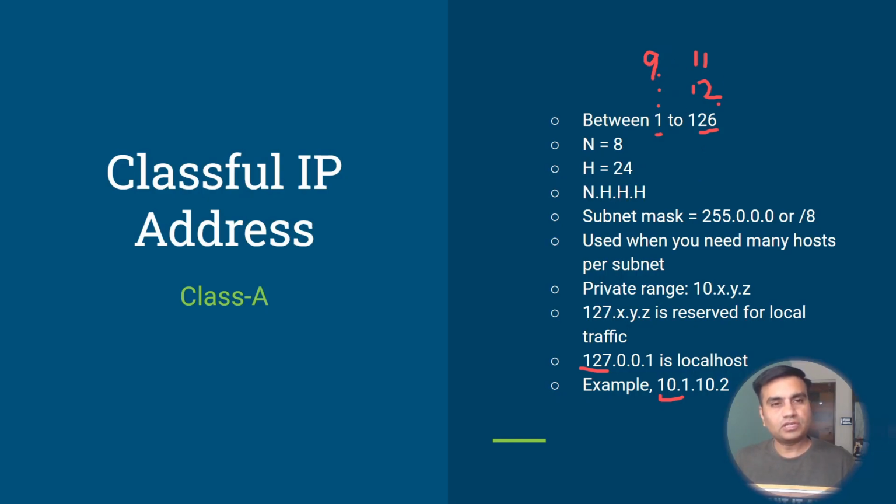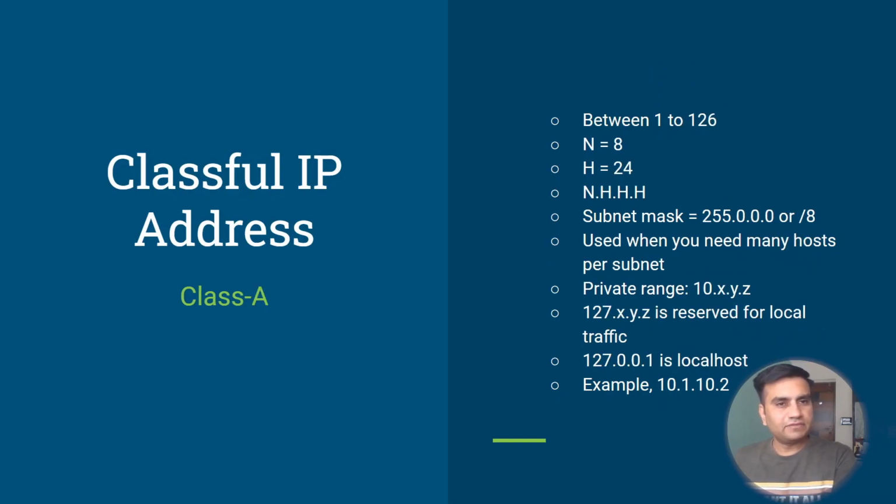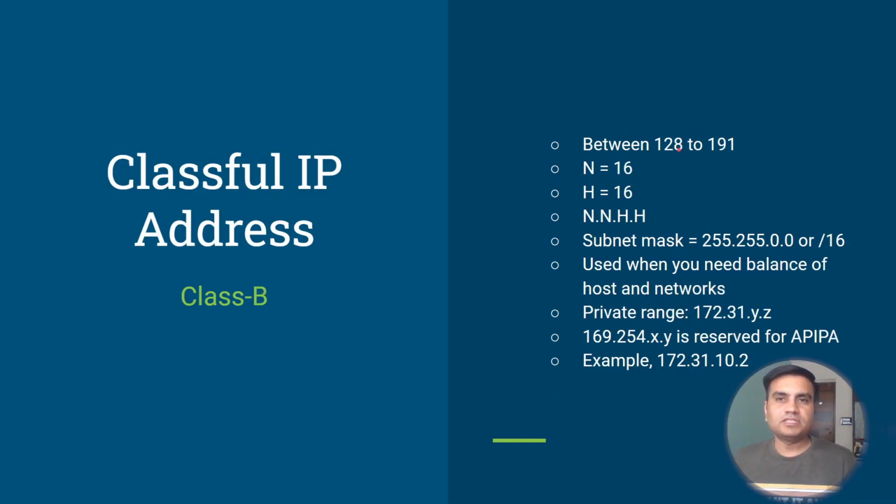Let's move on to class B. Class A ended at 127, so class B will start at 128. Class B starts at 128, goes till 191. Again, in this, the subnet mask is 255.255.0.0. This is 8 plus 8. In CIDR notation, we will write this as /16.